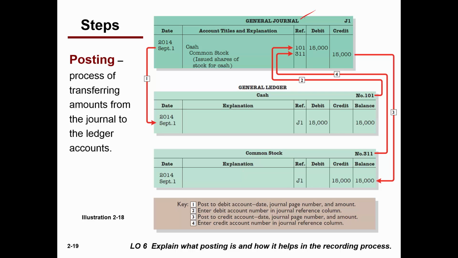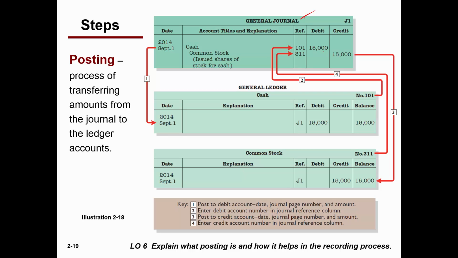So we look at the date of this debit to cash. We go to the cash ledger, we write the date. A debit in the journal is going to stay as a debit here in the ledger. We don't have any previous balance, so we just carry it over to the balance column.